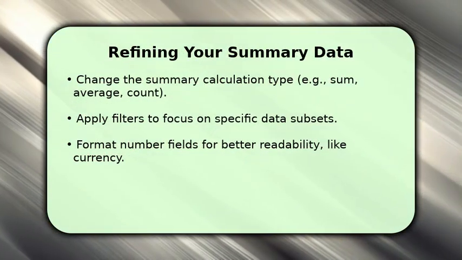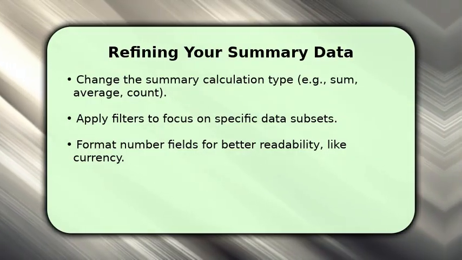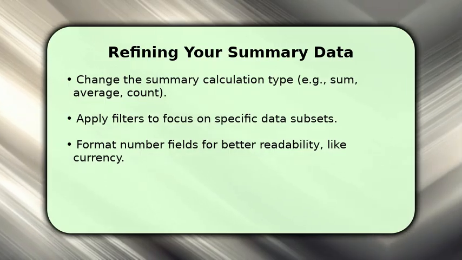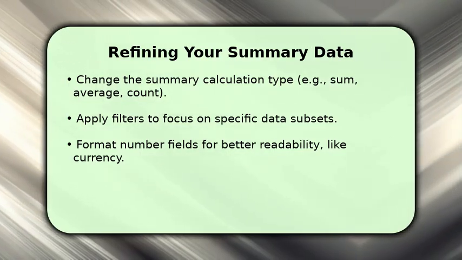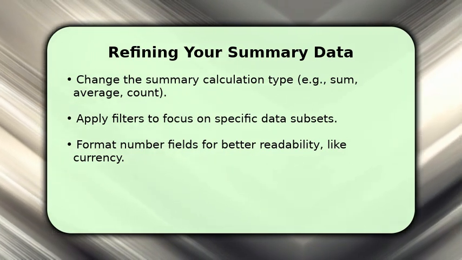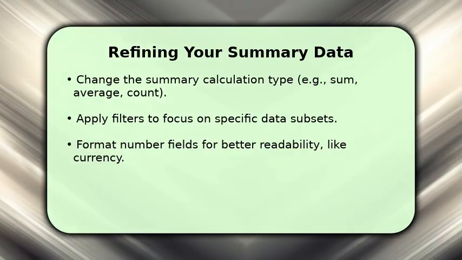After placing your fields, you can customize how the data is summarized. Click on the field in the Values area, then select Value Field Settings. Here, you can change the calculation from sum to average, count, or other options. You can also apply filters to narrow down your data, showing only what's most relevant to your analysis.